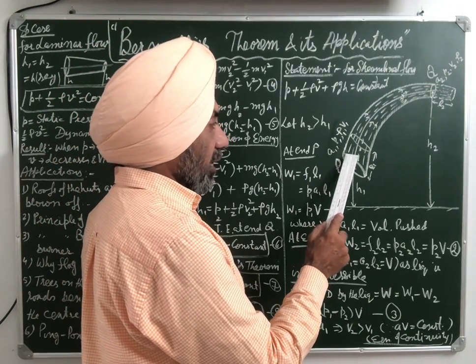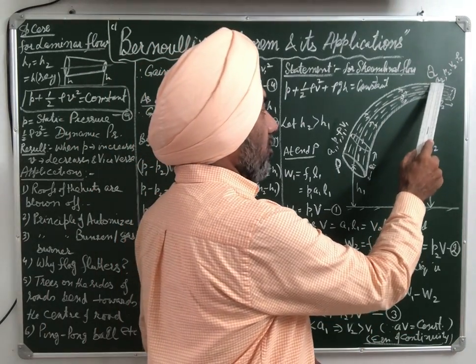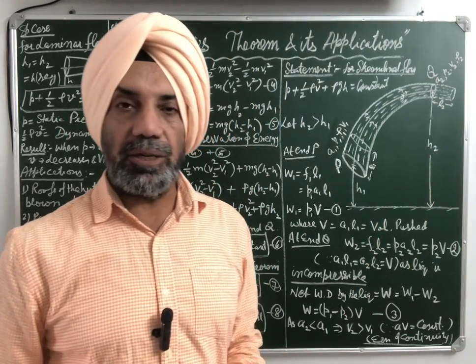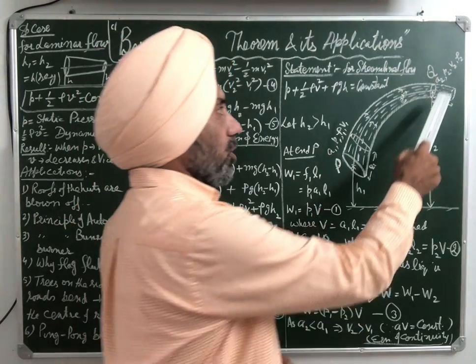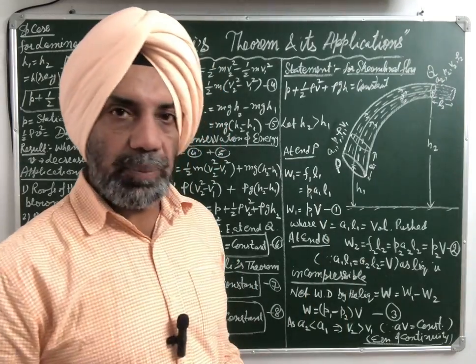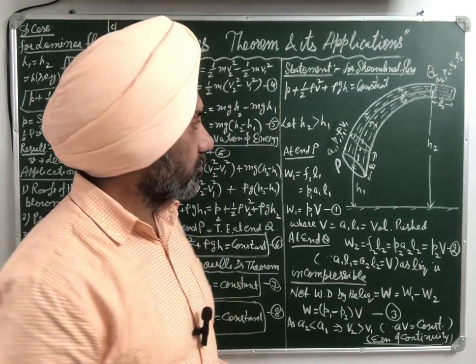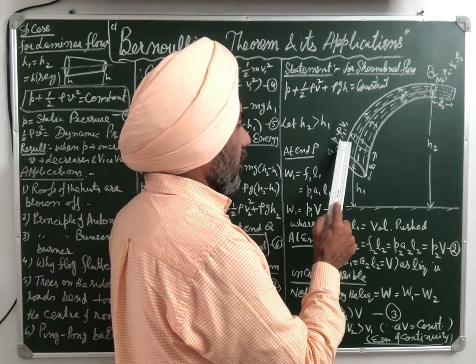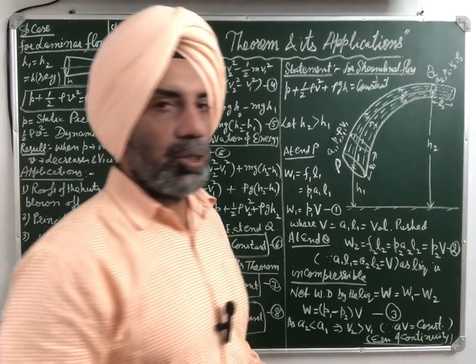Let A1 be the area of cross section of the tube of flow at end P, A2 the area of cross section of the tube of flow at end Q. Rho 1 density of the liquid at end P, rho 2 density of the liquid at end Q. V1 is the velocity of the liquid at end P, V2 is the velocity of the liquid at end Q. P1 is the pressure at end P and P2 is the pressure at end Q.